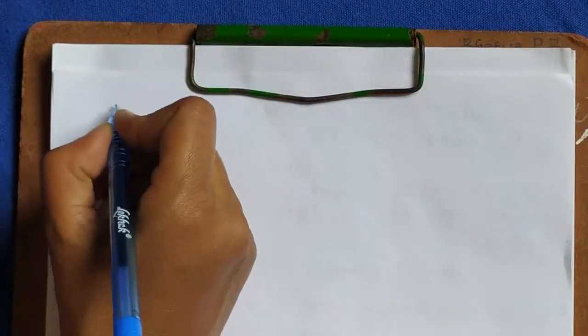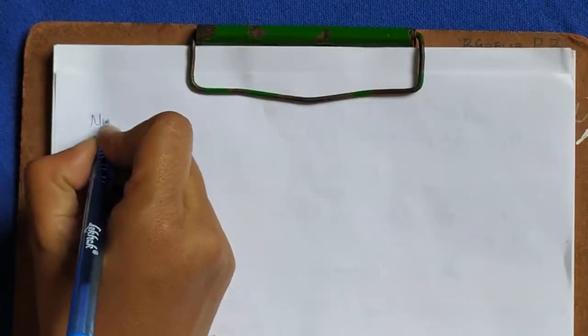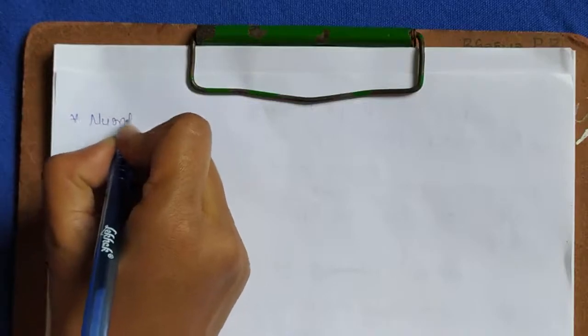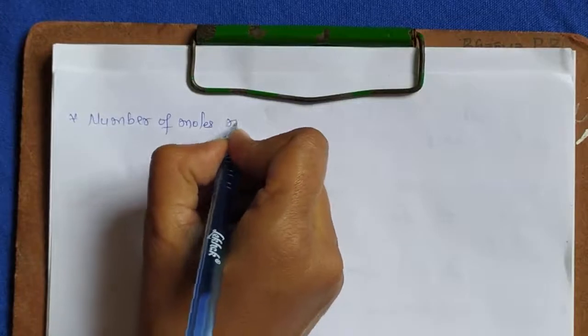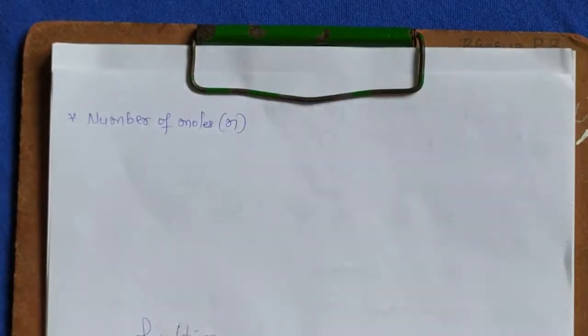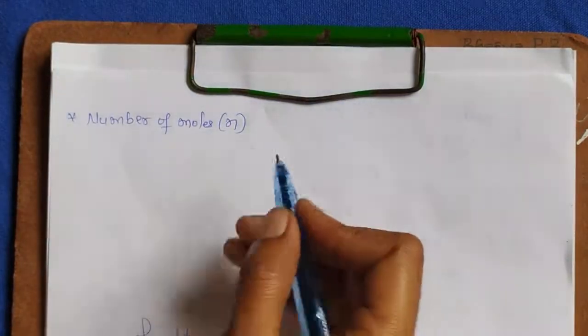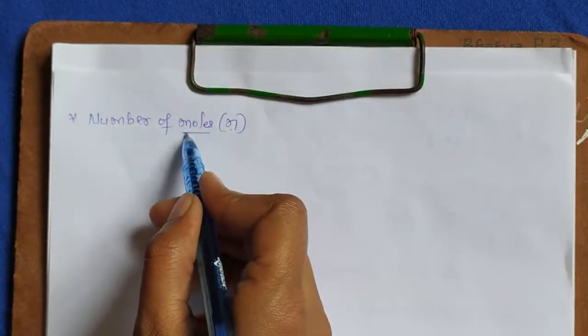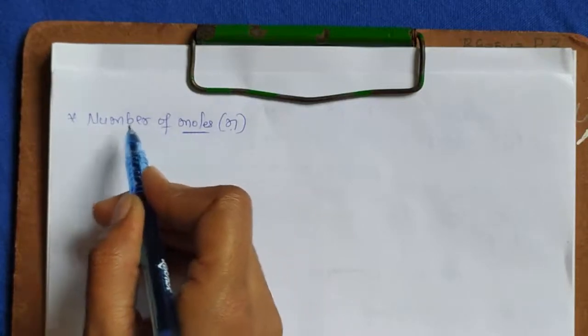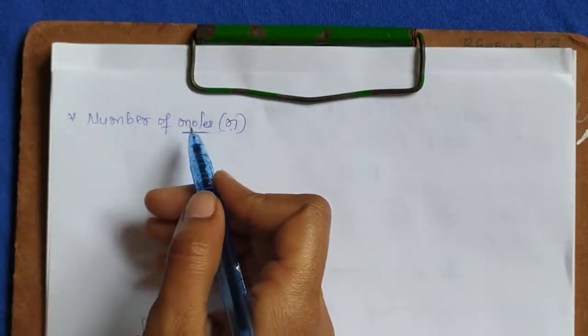Children, remember the formula of calculating the number of moles. We know that number of moles, that is n. The amount of the substance is symbolized as n, and it is measured in terms of the SI unit mole. Okay, so how to calculate the number of moles?